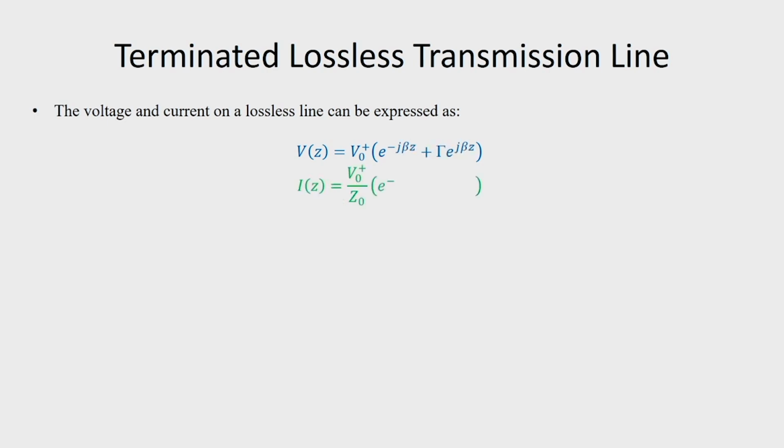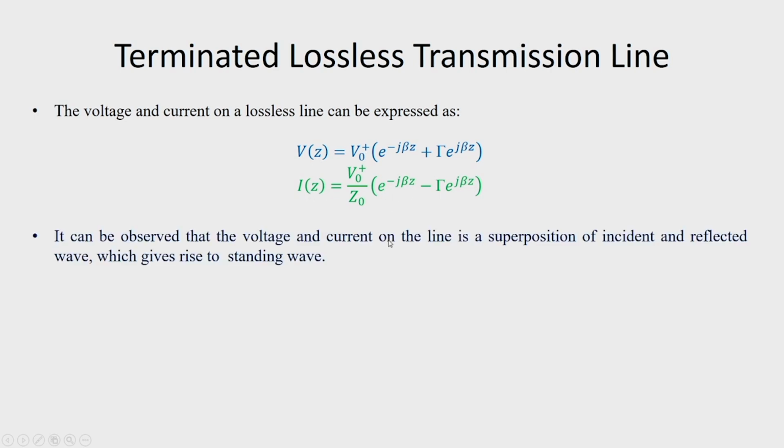Now, once we introduce this reflection coefficient gamma, we can rewrite the expression for the voltage and current, where V naught minus is replaced by V naught plus into gamma and V naught plus is taken out. So, we have the expression for the voltage and current as shown. Now, we can see that the voltage and current on the line is a superposition of incident and reflected waves, and when both incident and reflected waves are present on the line, it gives rise to a standing wave.